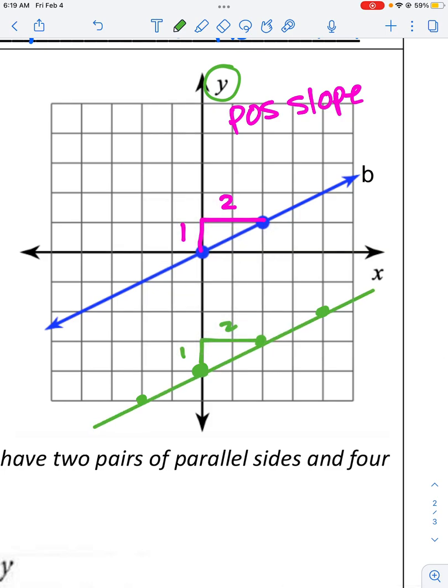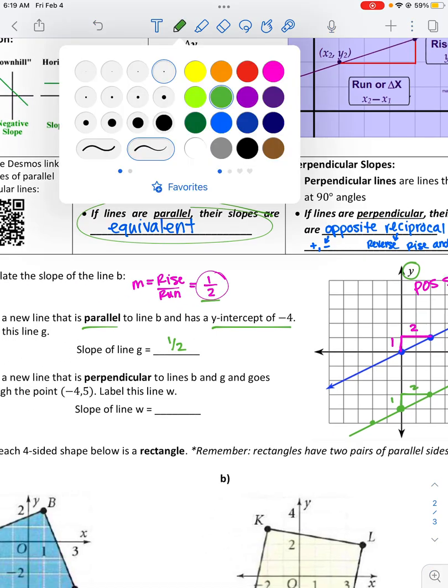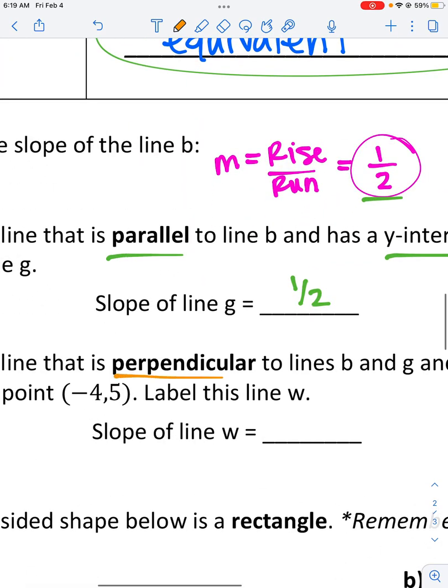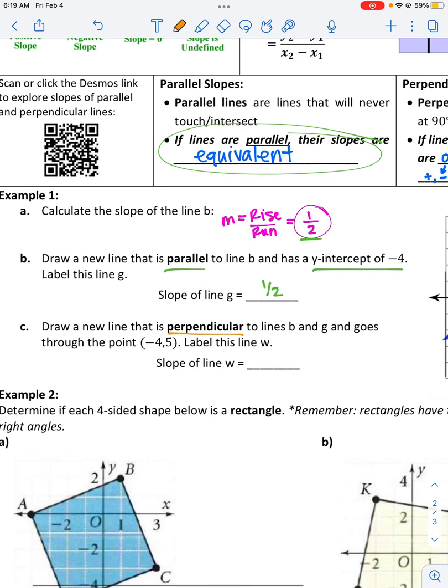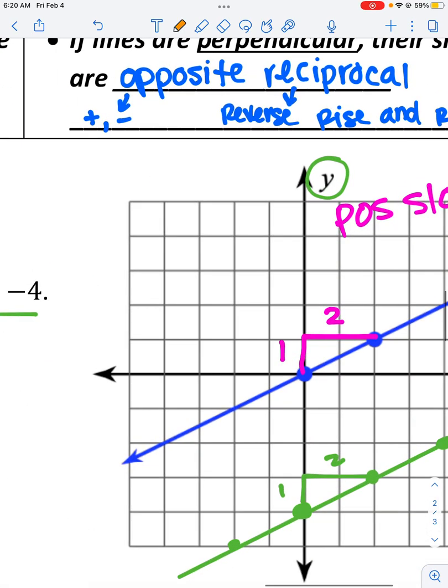So this is line G, and that should be parallel to line B. They will never intersect. And then we'll make another line that's perpendicular to both those lines. Okay, to be perpendicular to both the blue and green lines here, because they are parallel to each other, and goes through the point -4, 5. So -1, 2, 3, 4, 5.